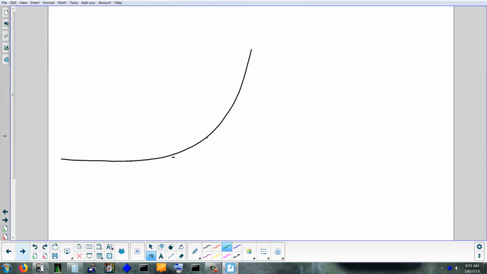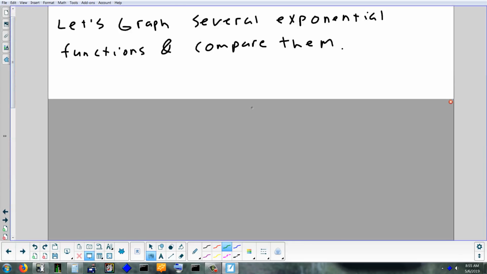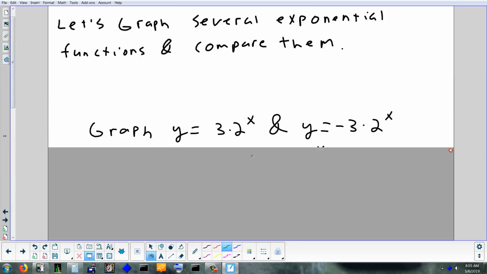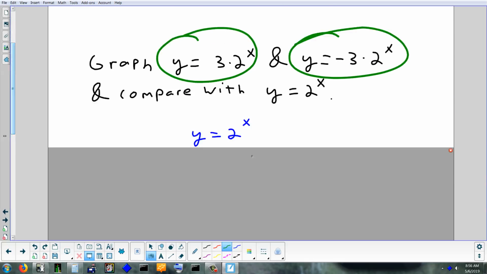Alright. Let's try this. The last thing we're going to look at is how you compare two graphs. If I gave you this one and this one, they're very close. They both have a 2 to the x. What's different is the number in front: one's a 3, one's a -3. There's a certain way that you explain how they're different, and that's the last thing we need to look at. The only thing that's really different is one's positive and one's negative. That negative does something, so let me graph it and show you how they compare.